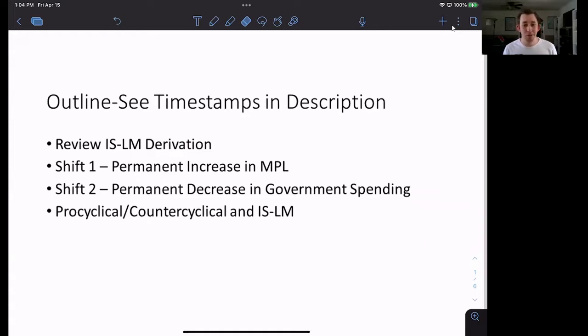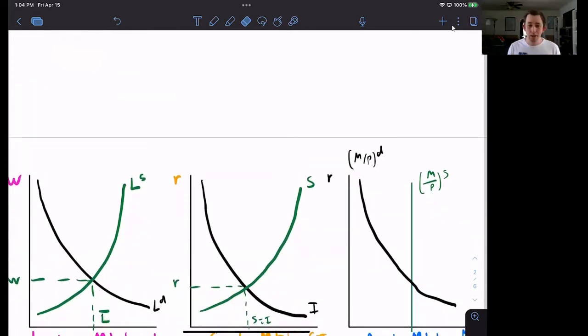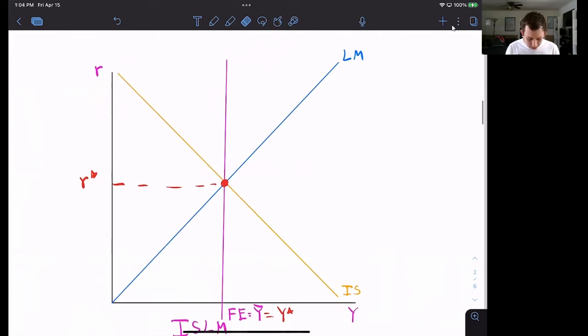So timestamps are below if you would like to jump around, but let's go ahead and quickly review our derivation of the ISLM model. Now, the ISLM model, like we've said, has three markets. It's got the labor market, the goods market, and the asset market. Each of these three markets will be in equilibrium in the ISLM model. So from the labor market, we get this nice vertical full employment line. From the goods market, we get this IS curve in orange. And from the asset market, we get the LM curve, all seen here on this graph, where we have our equilibrium or the natural rate of output and the natural rate of interest or the equilibrium real interest rate.